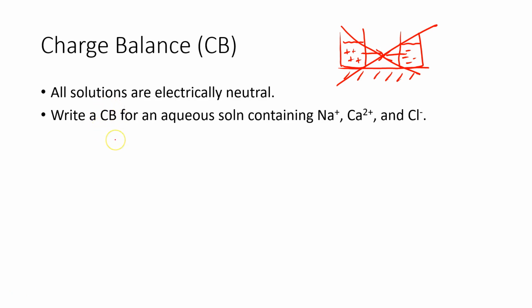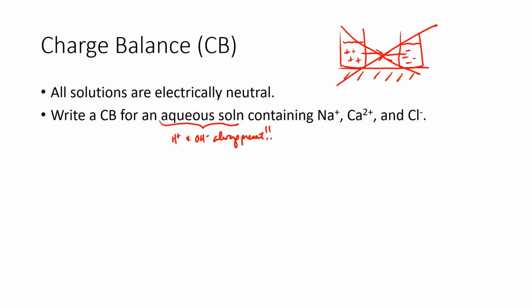Let's write a charge balance for an aqueous solution containing all of these ions. Now, one subtle point to remember about these charge balances, notice here that it says aqueous solution. That means that H plus and OH are always going to be present in our charge balances, even though they may not be listed here. H and OH will always be present.